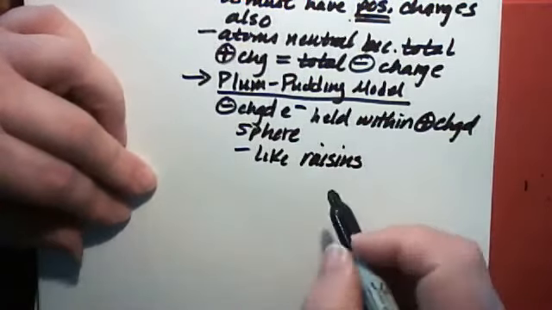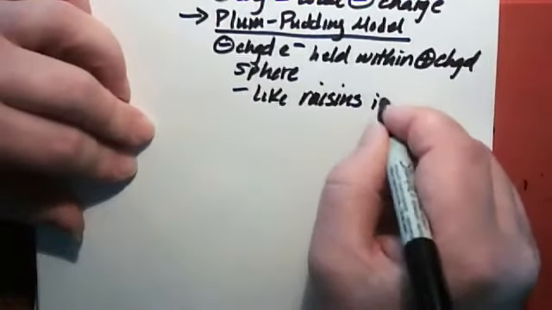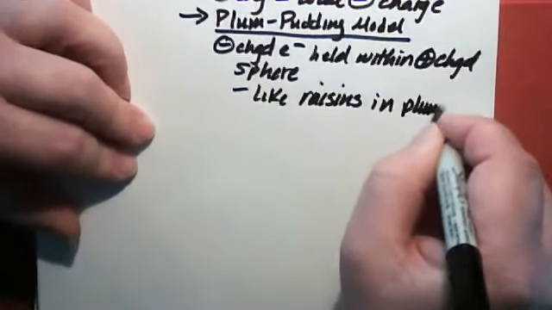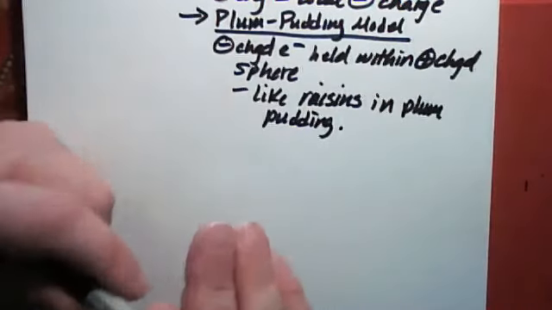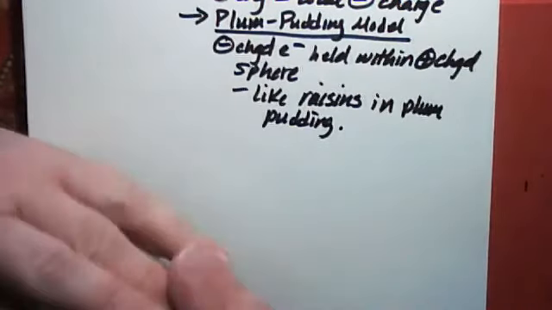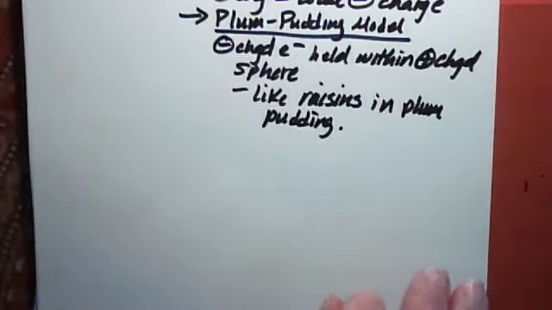To him, being British, these reminded him of the raisins in plum pudding. That is, plum pudding is a dessert that's not very well known in the US. It's basically like pureed plums with raisins mixed in throughout it.